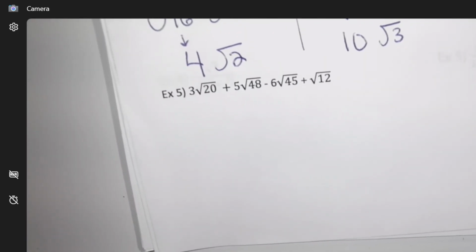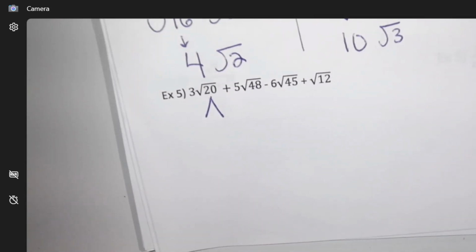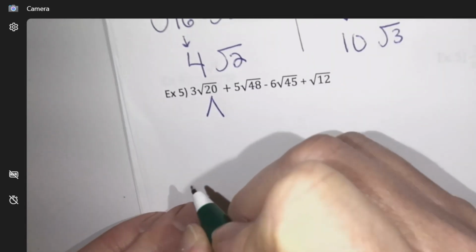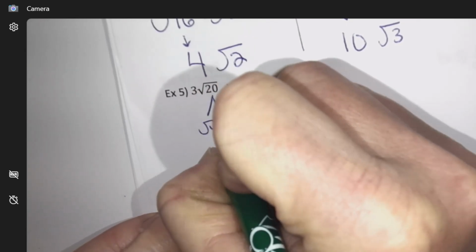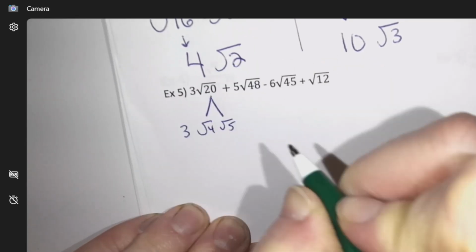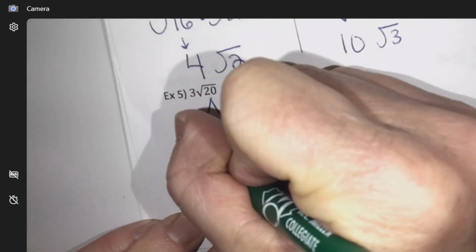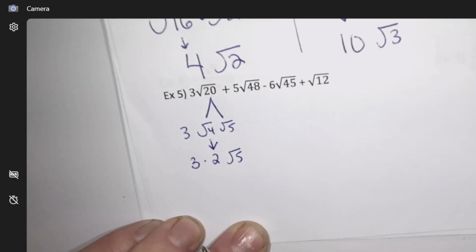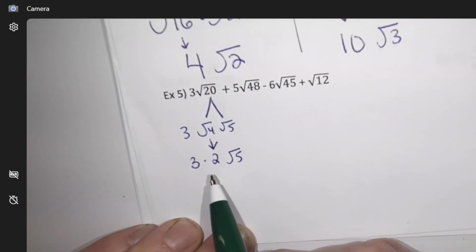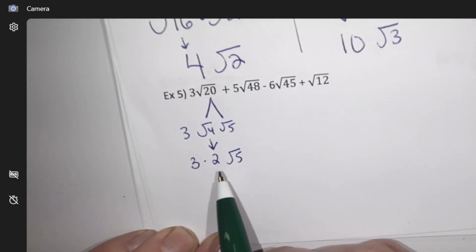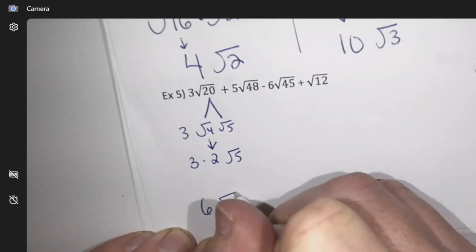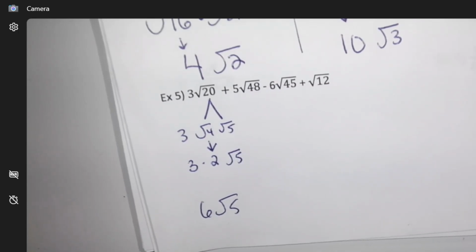This is something I do on your test. Okay, so let's start with the 20. We just did it, right, above. Root 4, root 5. The root 4 breaks down to a 2, causing a 6, minus in the front, right?